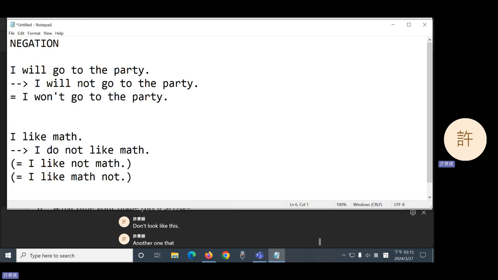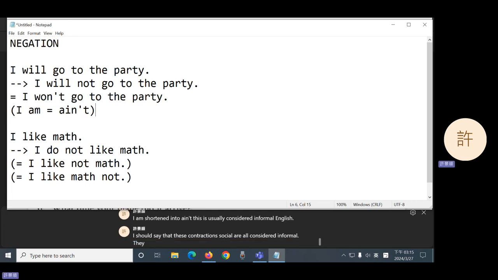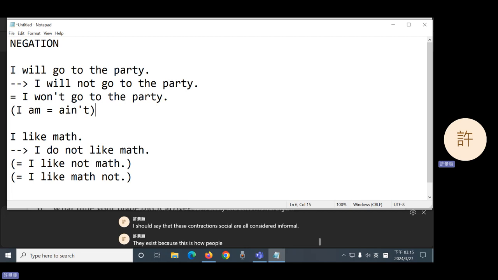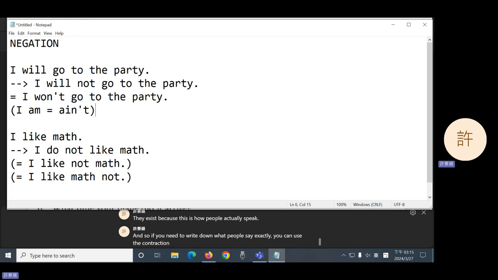Another one that doesn't look like its original word is this one. I am shortened into ain't. This is usually considered informal English. I should say that these contractions are all considered informal. They exist because this is how people actually speak. And so if you need to write down what people say exactly, you can use a contraction. But if it's just regular writing, it's better to be formal and separate the two words.